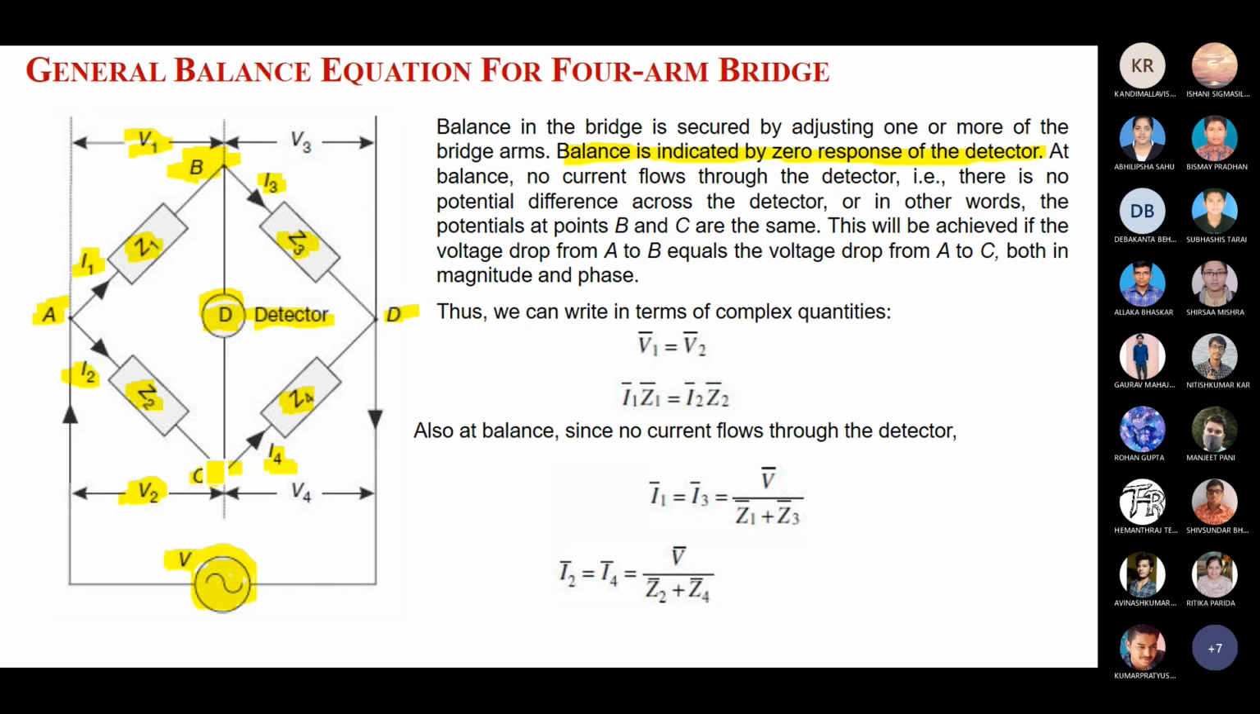Basically B and C are equipotential points for the balance condition. No current flows through the null detector, so there is no potential difference across the detector. In other words, the potentials of points B and C are the same. That's why it is called an equipotential point.